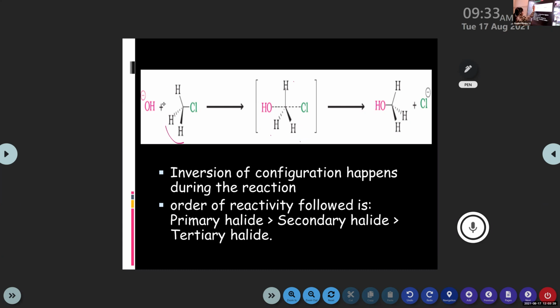Look at the configuration of both this reactant and product. Here the position of the hydrogen atoms is inverted, right? In the reactant, these three hydrogen atoms are on the left side, and in the product, these three hydrogen atoms are on the right side. That's the meaning of this point: inversion of configuration happens during the reaction. We will learn more about this configuration in the stereochemistry part. This is clear, children?